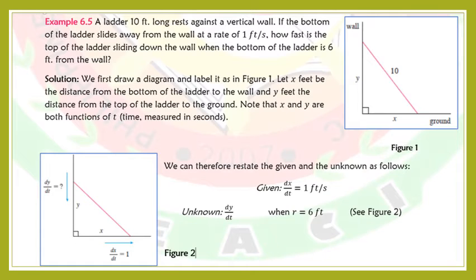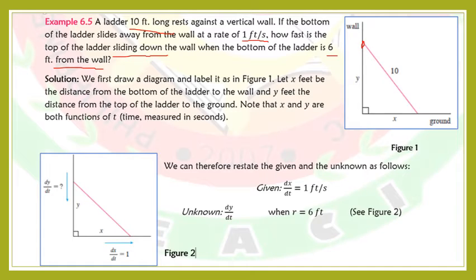Another example, class: a ladder 10 feet long rests against a vertical wall. If the bottom of the ladder slides away from the wall at a rate of 1 feet per second, how fast is the top of the ladder, ang top ng ladder natin, sliding down the wall? Kasi naka-rest man siya against a vertical wall, diba? So how fast is the top of the ladder sliding down the wall when the bottom of the ladder is 6 feet from the wall?